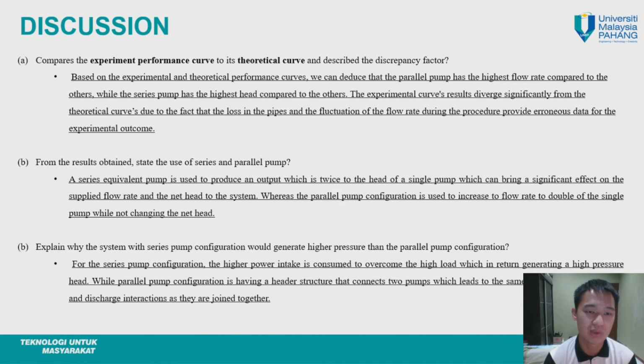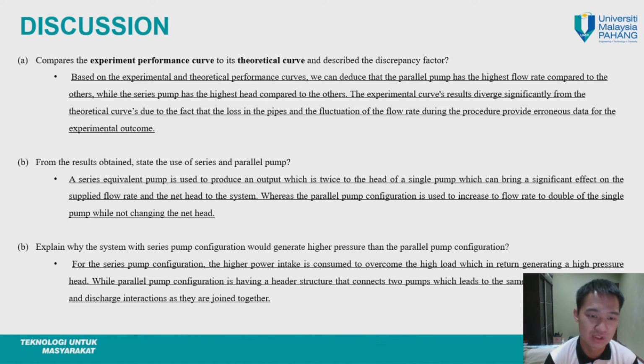There are three questions to be discussed in our experiment. First, compare the experimental performance curve to the theoretical curve and describe the discrepancy factor. Based on the experimental and theoretical performance curves, we can deduce that the parallel pump has the highest flow rate compared to the others, while the series pump has the highest head. The experimental curve diverges significantly from the theoretical curve due to losses in the pipes and fluctuation of the flow rate during the procedure, providing erroneous data for the experimental outcome.